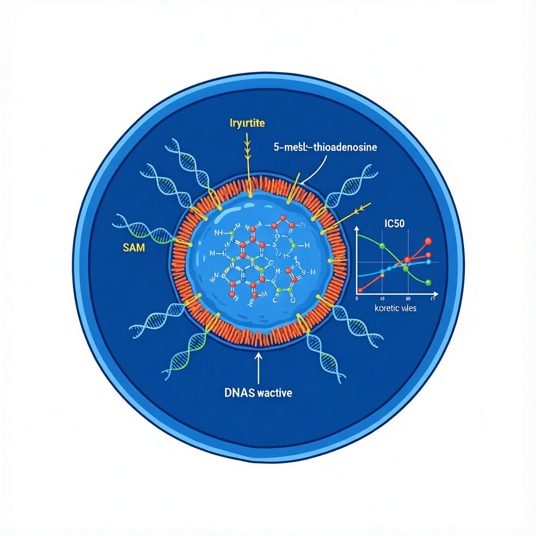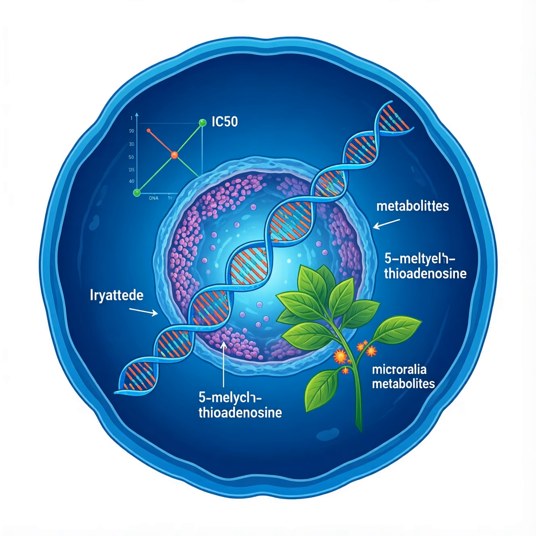Another metabolite, 5-methylthioadenosine, resembles SAM's ribose and methyl group closely. When these metabolites occupy the pocket, they block access for true SAM molecules. This direct competitive inhibition reduces the rate of cytosine methylation in DNA.